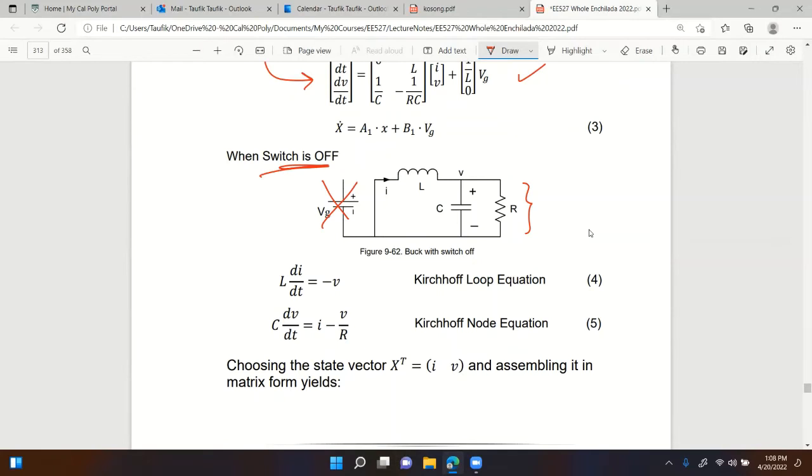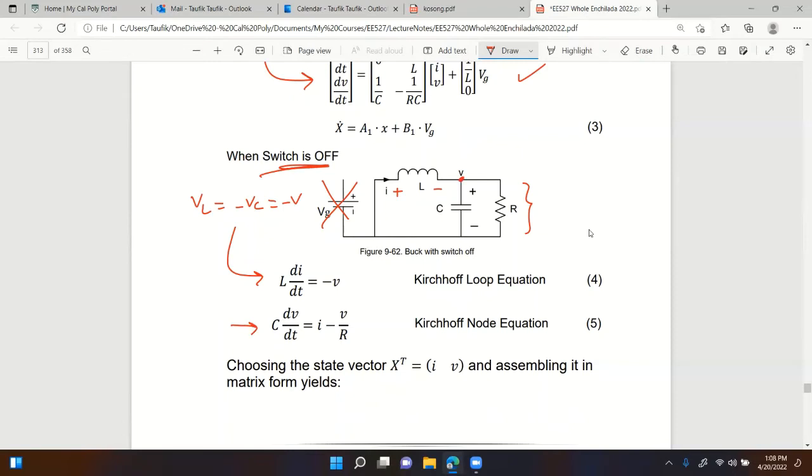KVL states that VL is equal to minus V, because that's plus minus, right? You can see that VL is equal to minus VC, which is equal to minus V. So that's what I have right here. Easy, right? And then KCL, same as before, it doesn't change, as you can see.